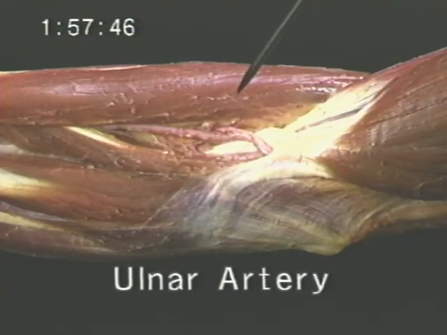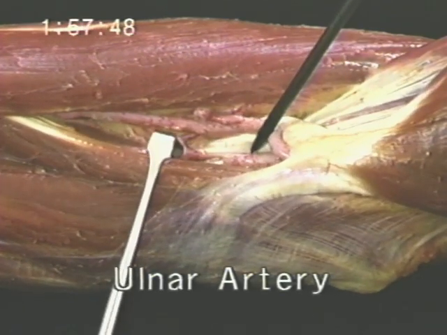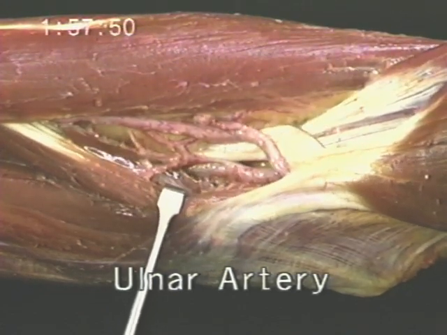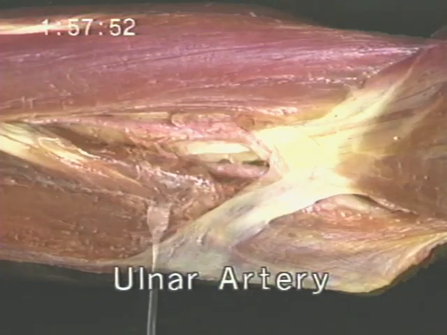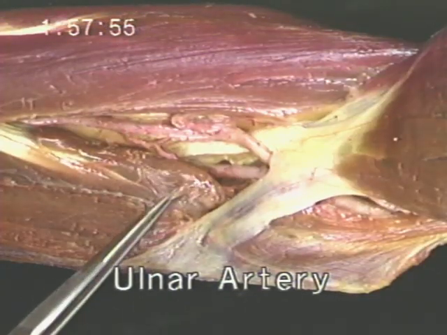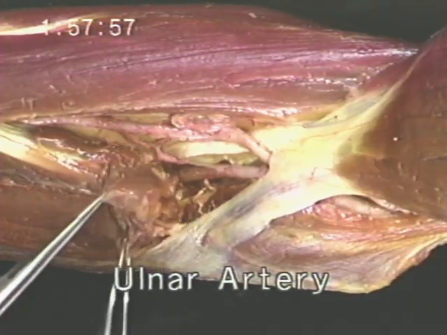Now let's go back up to the elbow and look at the ulnar artery. It has a much deeper course. The ulnar artery passes beneath pronator teres. To see where it goes, we'll remove pronator teres and flexor carpi radialis.